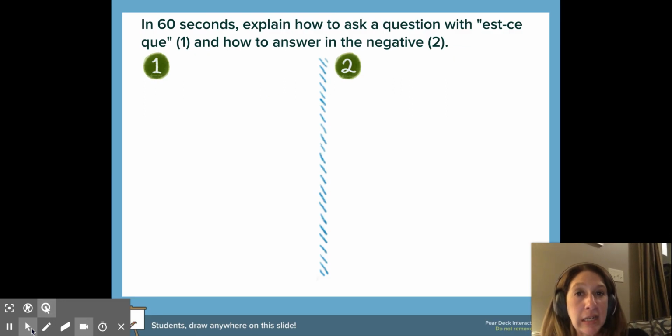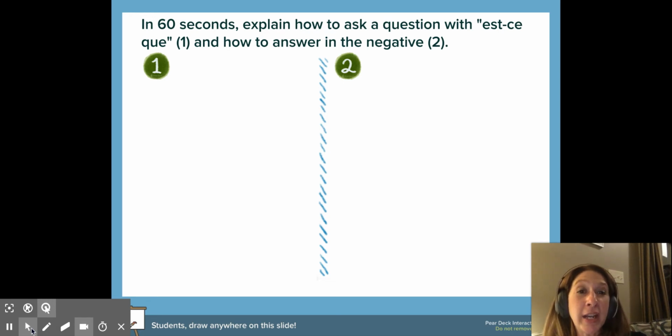So in 60 seconds, this was the last thing that I asked you to do. In 60 seconds, explain how to ask a question with est-ce que. You're just going to put est-ce que before your sentence. So you're going to take your sentence, J'aime la classe de français. And you're going to put est-ce que in front of it. Est-ce que j'aime la classe de français? Do I love French class? And the answer would, of course, be oui.